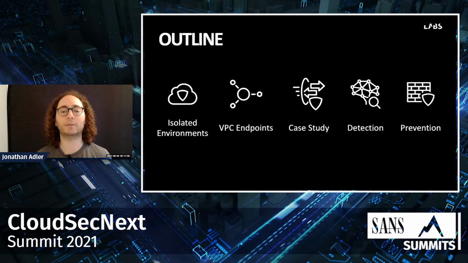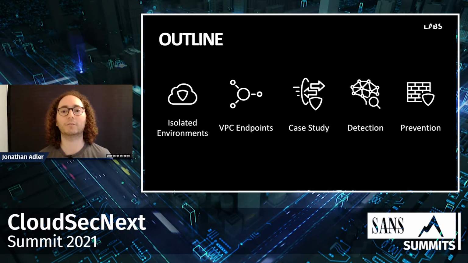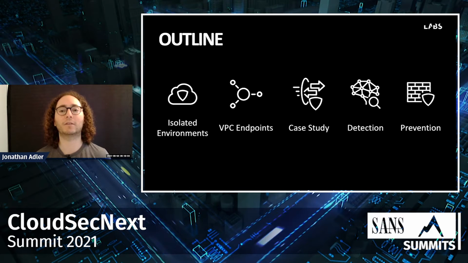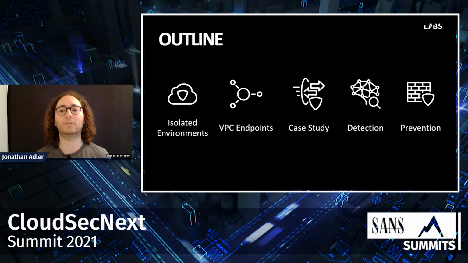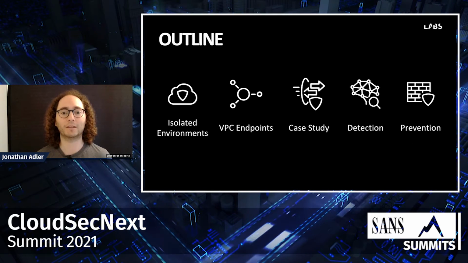We'll briefly talk about detection and the telemetry sources that can help us identify these exfiltration attacks. And then finally, we'll discuss how to discover these vulnerable endpoints within your AWS estate and what you can do to prevent them from being used for exfiltration. So with that, let's get started.